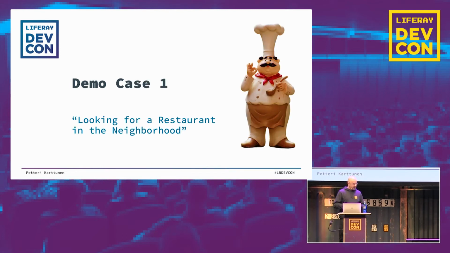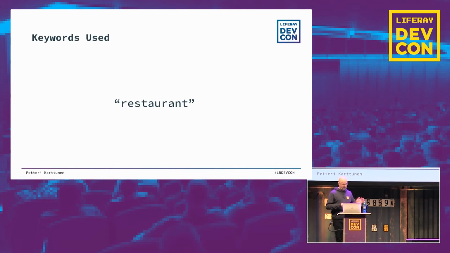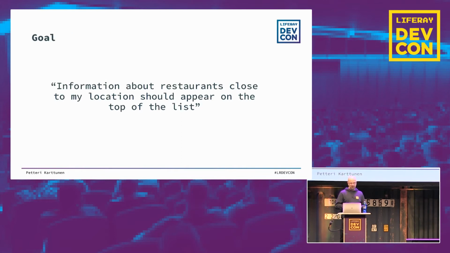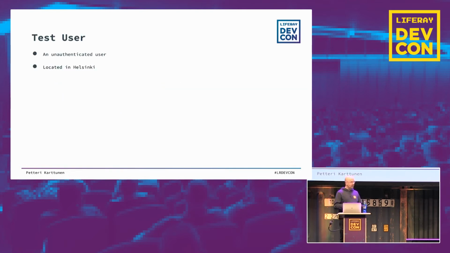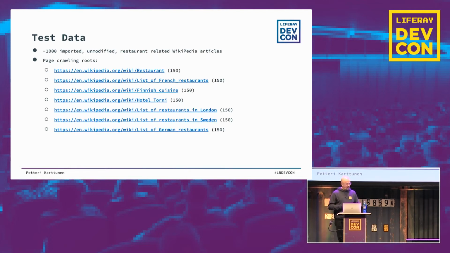This first simple demo case is about finding information about restaurants close to my location. I'm using just a single keyword, restaurant, and the goal of this exercise is that information about restaurants close to my location should appear on the top of the list. My test user here is an unauthenticated user located in Helsinki, and we are using that information. My test data here is about 1,000 imported, unmodified articles from Wikipedia, using those page scrolling routes there.